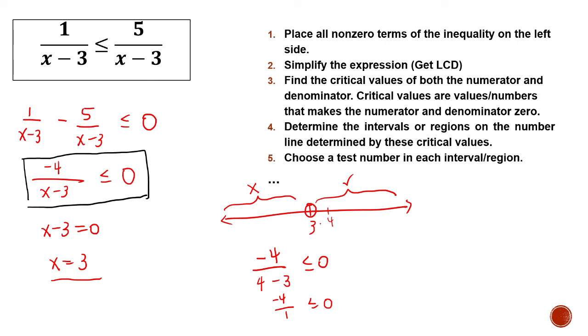So we can shade this one until positive infinity. To write the final answer, the solution set of this rational inequality is from 3 excluded until positive infinity. So that's how we get the solution set of a rational inequality. I'll be giving one more example in part 2 of this video.